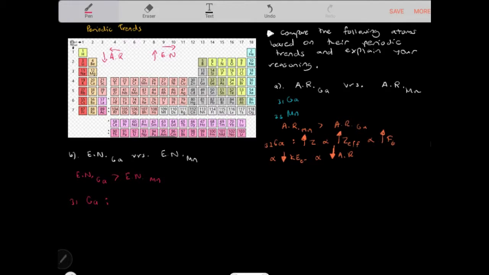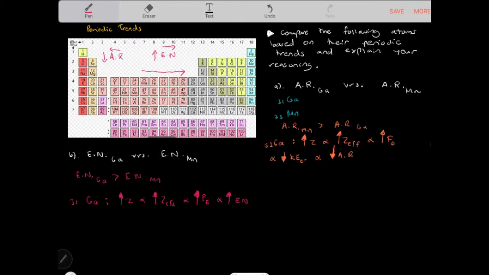we can understand that because we're going to the right of the period, the atomic number increases, right? So the nuclear charge will increase, the number of protons increases. As a result, the effective nuclear charge increases, and because the effective nuclear charge increases, the force of attraction increases, and because the force of attraction increases, the electronegativity of gallium should be greater than the electronegativity of manganese.